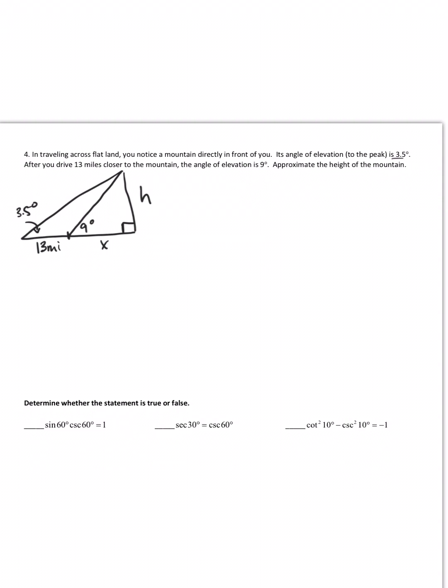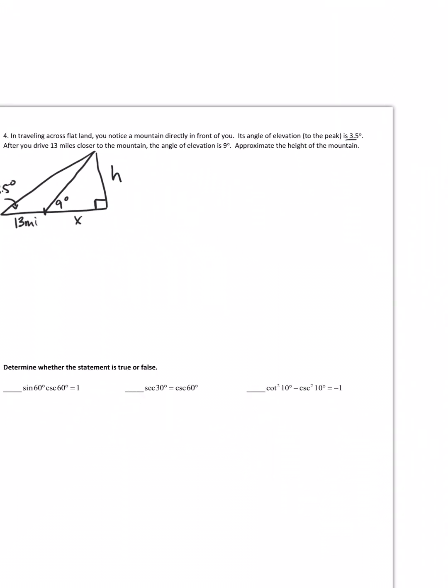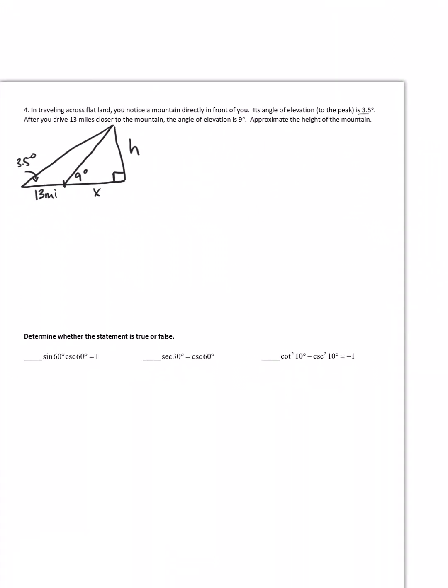So the first thing I would do is separate out these two triangles and look at it. If I separate the big triangle out, here's my height. This distance right here is 13 plus x, and the angle of elevation is 3.5. The smaller triangle, still a right angle, still the height. This is x, and the angle of elevation should be 9. Okay, so we're going to use this to find the height. Ultimately, we need to find height.